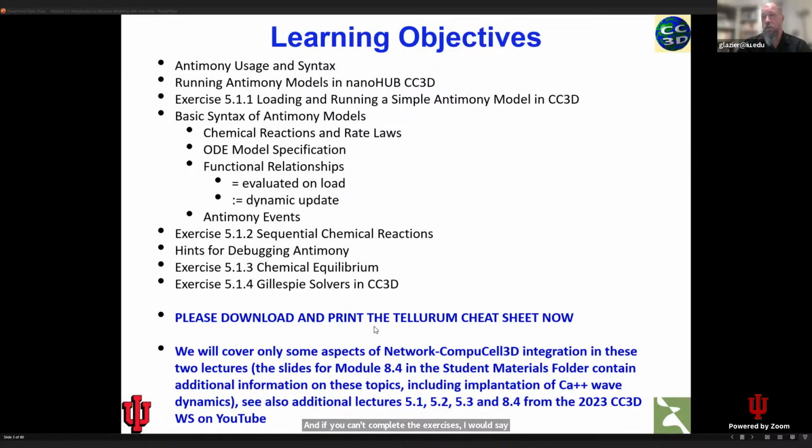Also, in the student materials folder, there is going to be a demo. In this lecture, everything will depend on having that demo loaded. So please download that demo. It'll be called Tellurium V2. Please download that demo to your computer now from the Google Drive. You'll need it for everything we're going to do in this lecture.